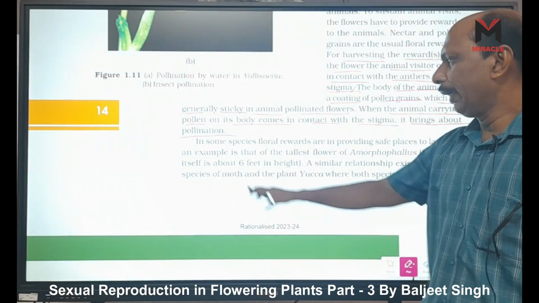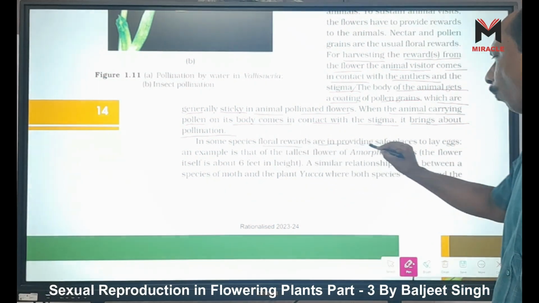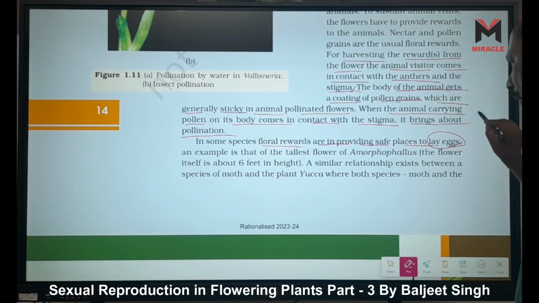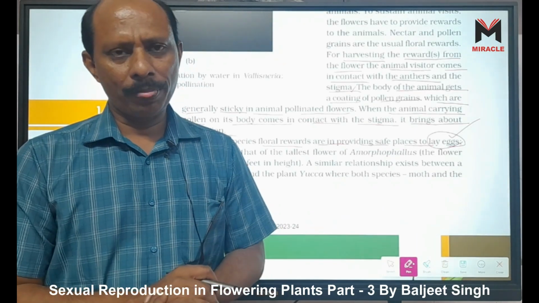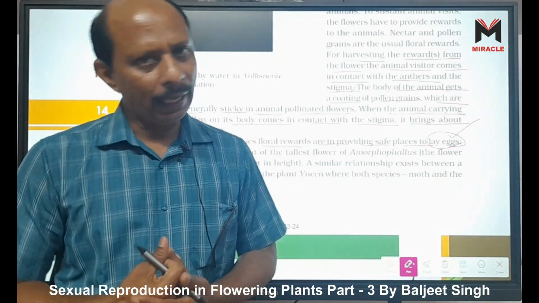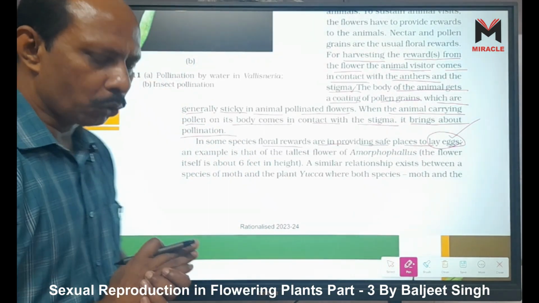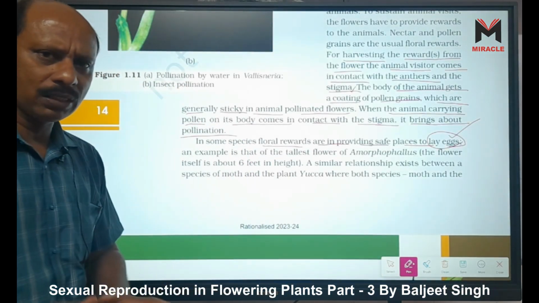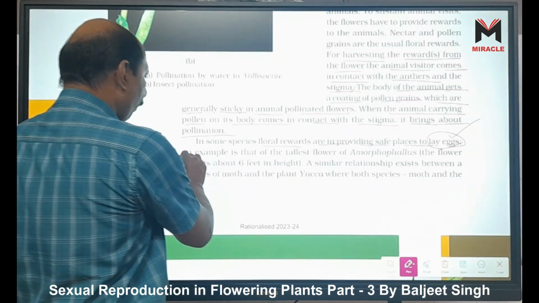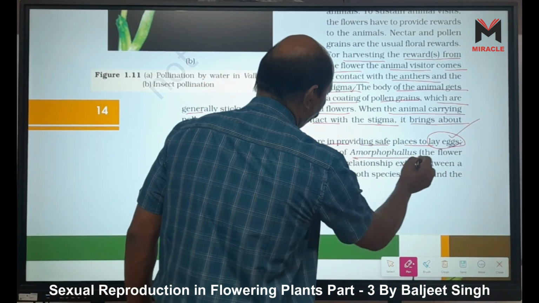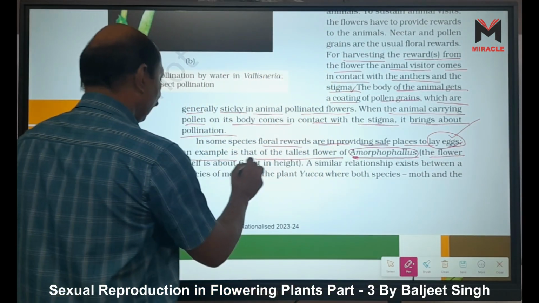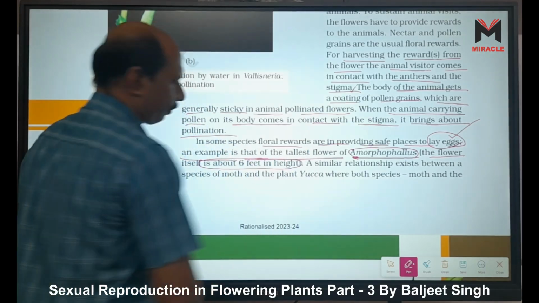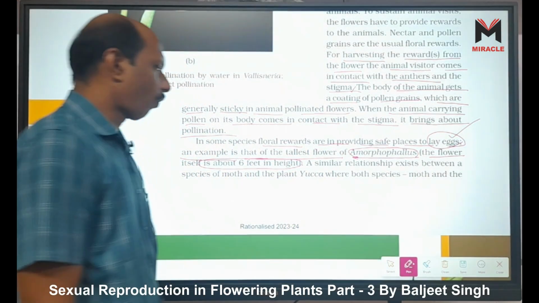Some other is given also. In some species, the floral reward is providing a safe place to lay eggs. Special facility they give them, and that means here they lay eggs. They are totally dependent upon the flower, and flower pollination is also dependent upon the animal. That means here they show commensalism, right? And you know commensalism is where both are in benefit. An example is the tallest flower, Amorphophallus. It is the tallest flower, Amorphophallus. The flower itself is about 6 feet in height, right? It is the tallest, Amorphophallus, right?